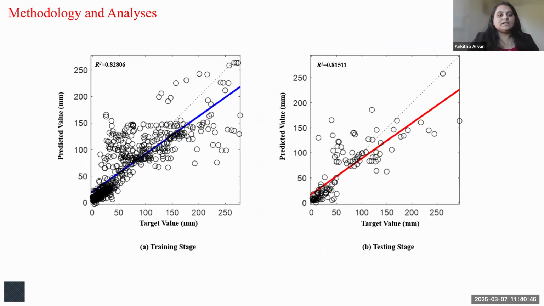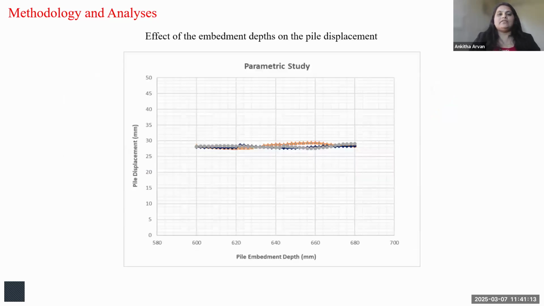Based on this, we got the response for the error percentage and the correlation percentage. For the training stage, it showed around 0.82, and for testing, it showed 0.81, which was quite good. But a refinement to get it closer to 1, or more than 0.9, is preferable. At this moment, this is where I could get the error percentage a little closer to the responses. Then based on that, I did a parametric study for the embedment depths, on the effect on the pile displacement responses.